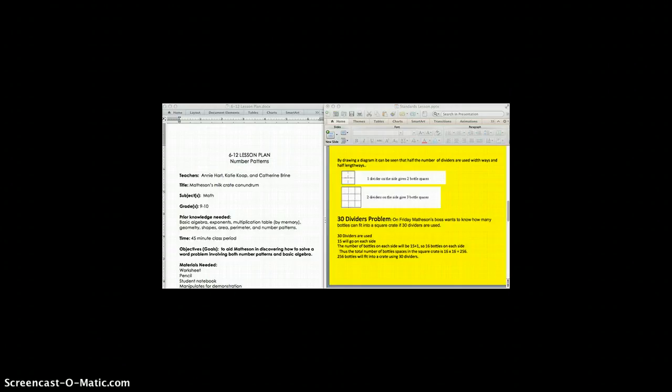Using the patterns described, we will go over the first half of the homework problem, which states, on Friday, Matheson's boss wants to know how many bottles can fit into a square crate if 30 dividers are used. We also know that the number of bottles that will fit on the sides of the crate is 1 more than the number of dividers. So 15 dividers plus 1 will give a total of 16 bottles on each side. The milk crate is a square, so you take the number of bottles on each side and square it to find the total number of bottles that will fit in the crate. 16 times 16 is 256, so 256 bottles will fit into a crate using 30 dividers.